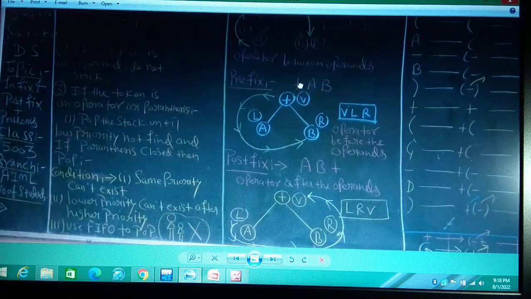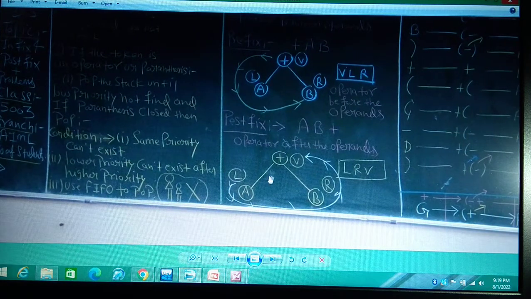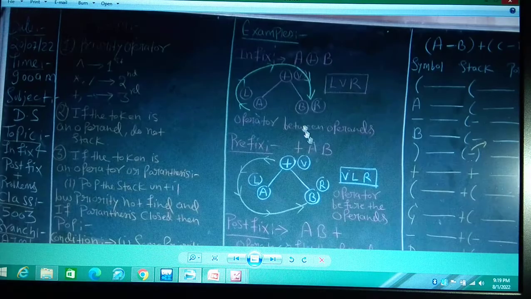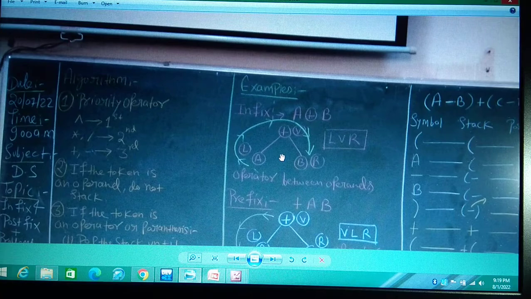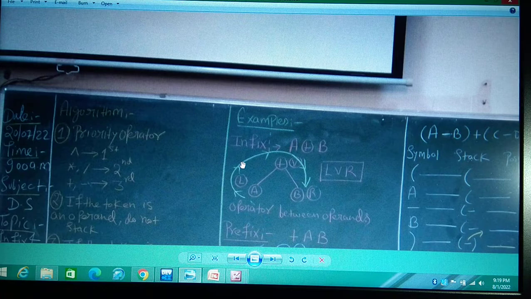Similarly, for prefix, widget left right means at first widget, then left, then right. We will teach you such type of examples after some time. Now postfix, LRV, means left, right, widget. At first left, then right, then widget. Very simple. So suppose in your exam the teacher has asked you to convert infix to postfix.